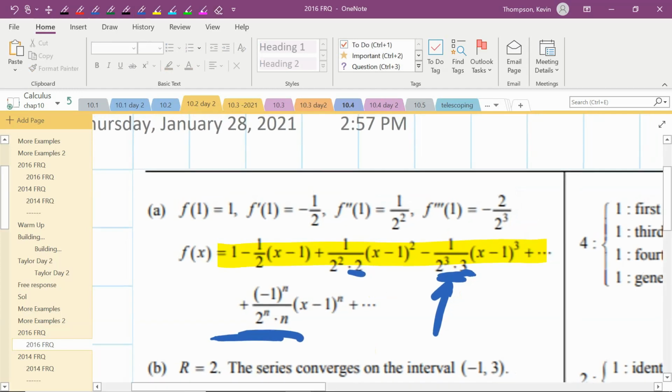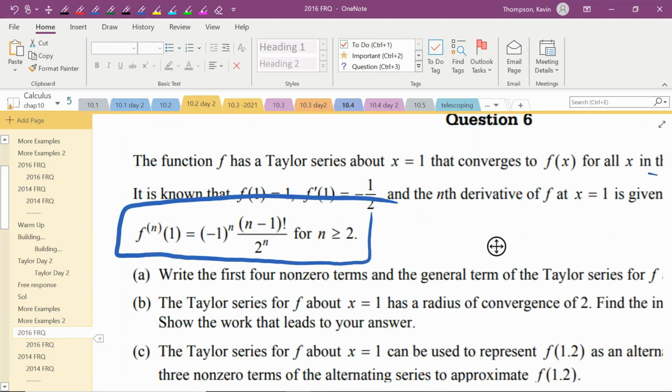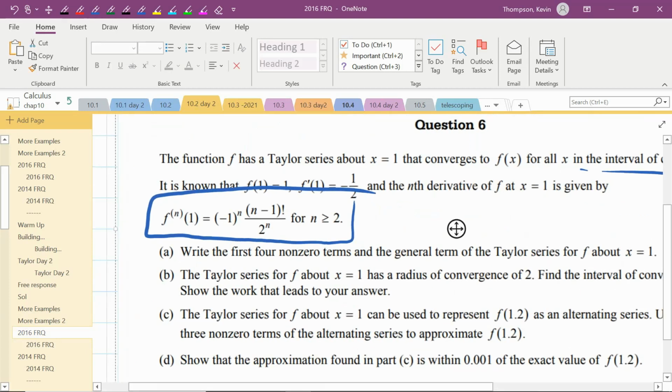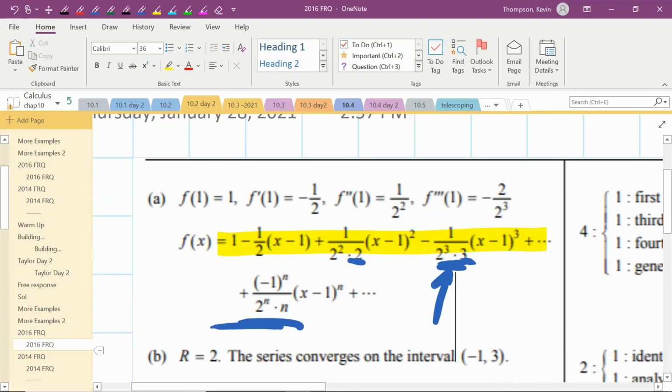Siri? Is it equal to that? That's fine. What do you have?